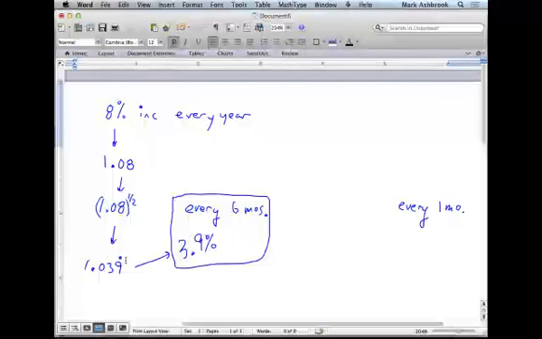Okay, so she started with this. Can she start with the 6 month growth factor? Sure. She can start with either one. You can start with the one year or the 6 months. She started with the 6 month. That's great. 1.039. You took it to the what?